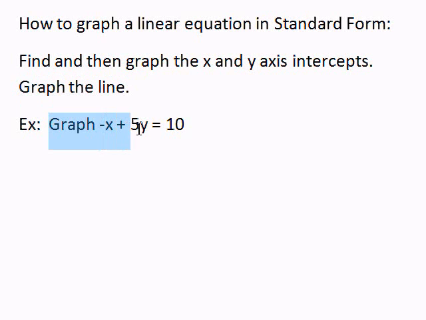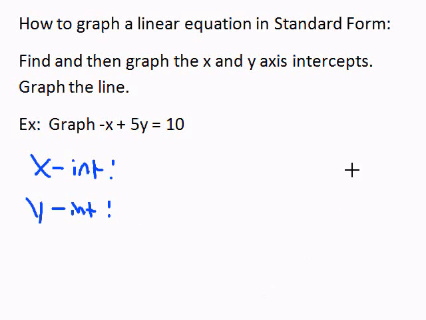So if we're asked to graph the following equation, negative x plus 5y equals 10, all we need to do is find the x and y-axis intercepts, which I'm going to abbreviate as xint and yint. We're going to plot those 2 points on a graph, and then we're going to connect the points with a straight line.